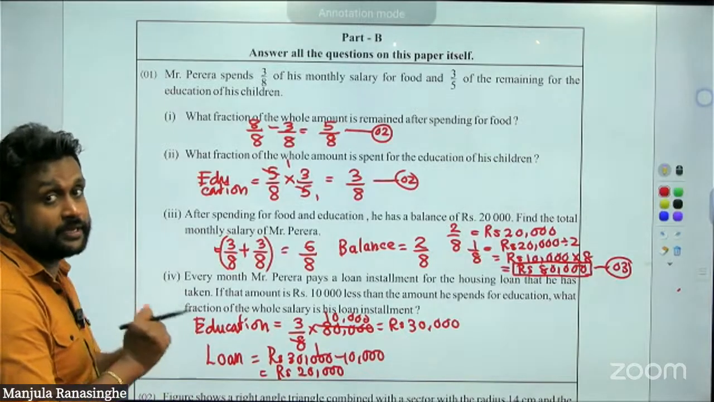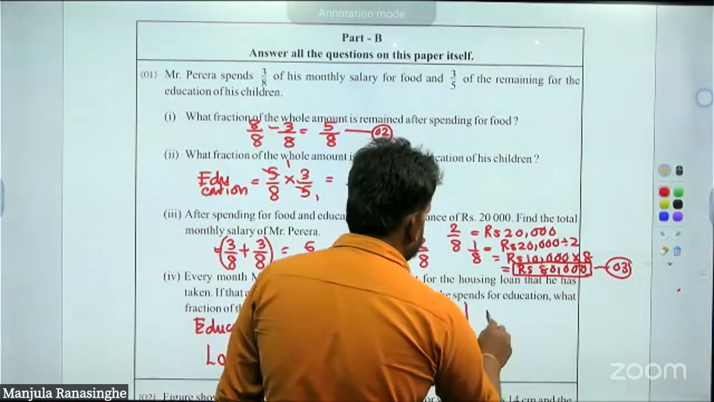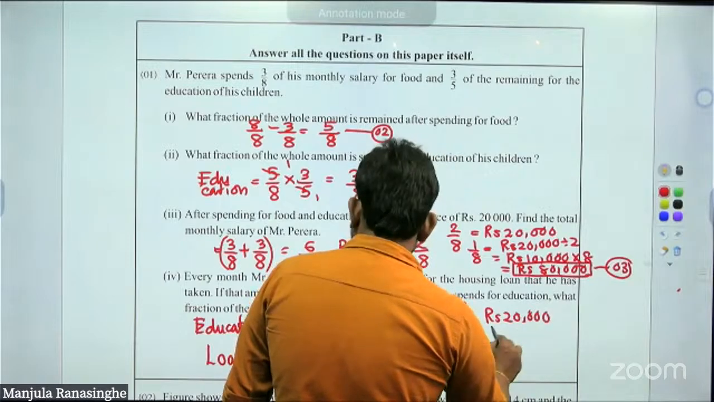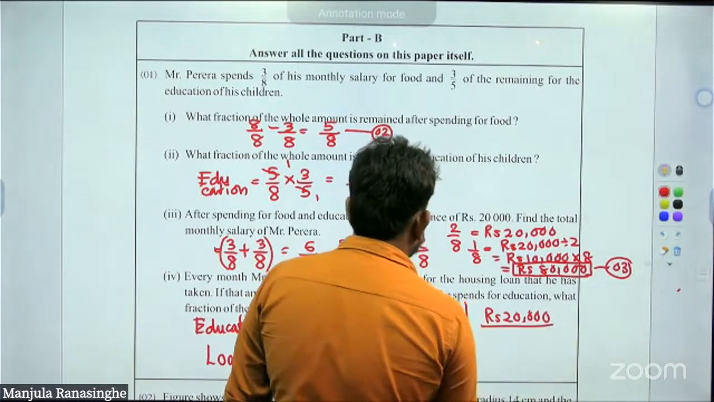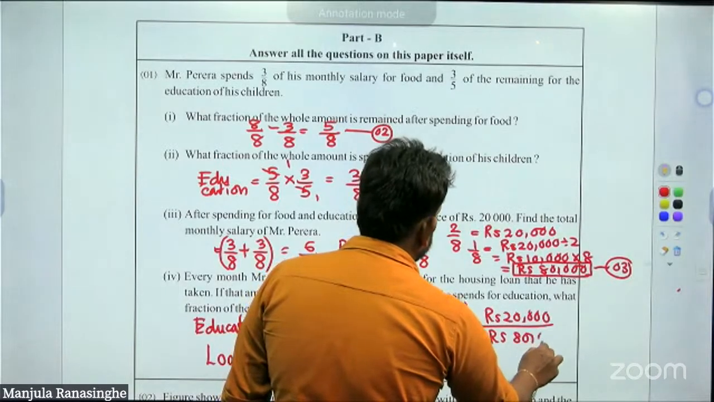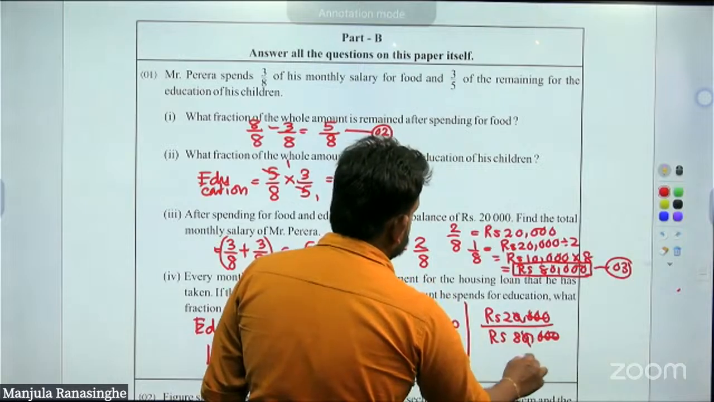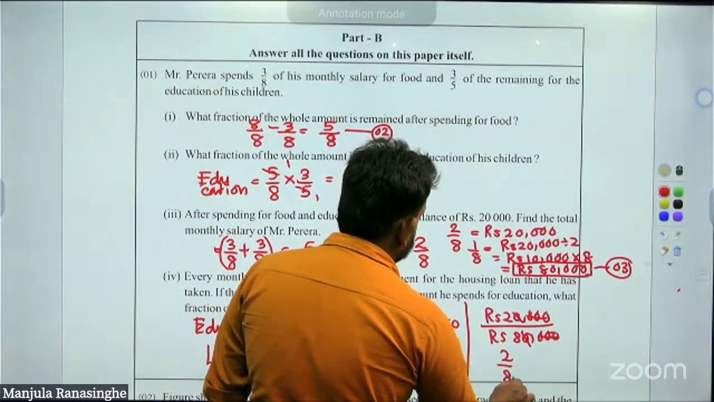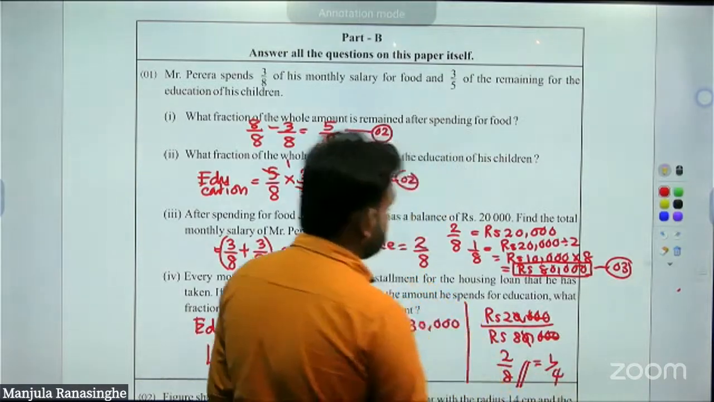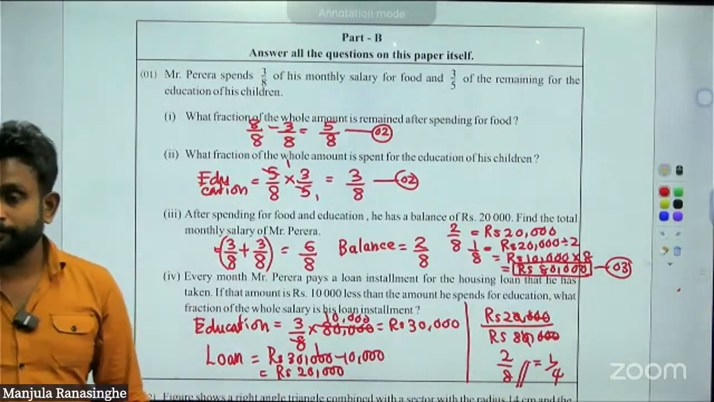Now they are asking what fraction of the whole salary is his loan installment. So the loan installment is rupees 20,000 upon the total salary, which is 80,000. They are asking for it as a fraction. Now check, three zeros cut, so that is 2 upon 8 fraction, or further you can write 1 upon 4 fraction. 2 upon 8 or 1 upon 4.